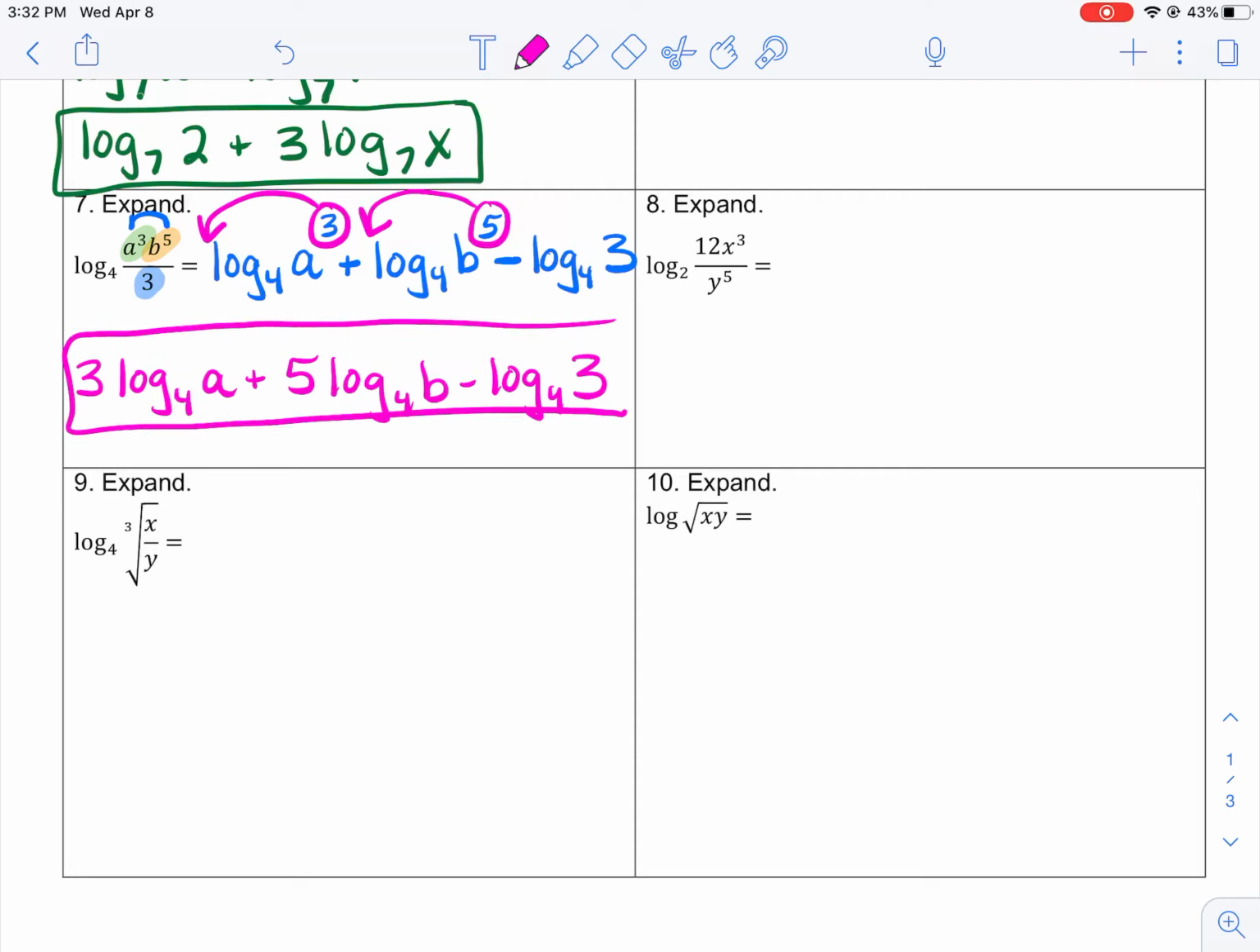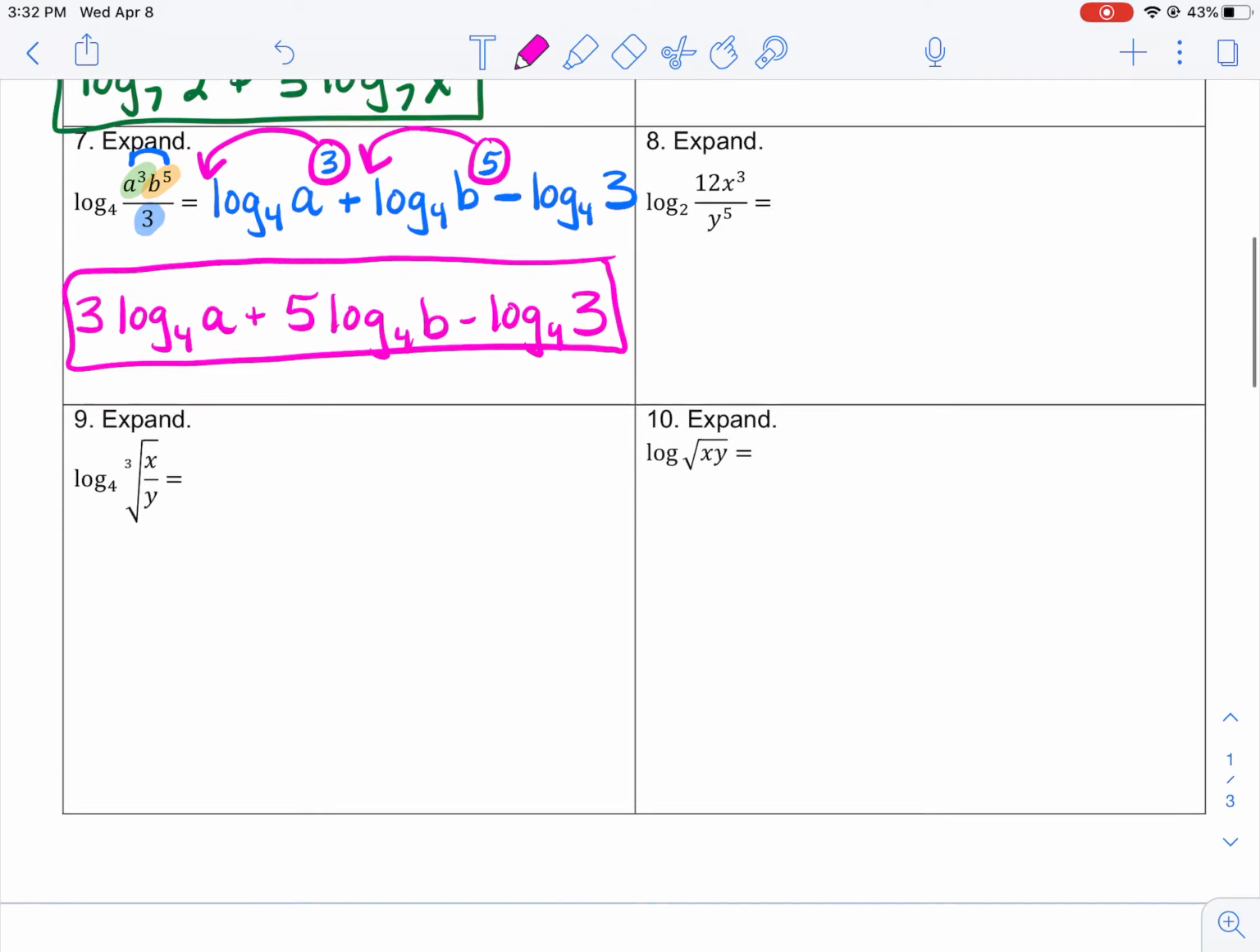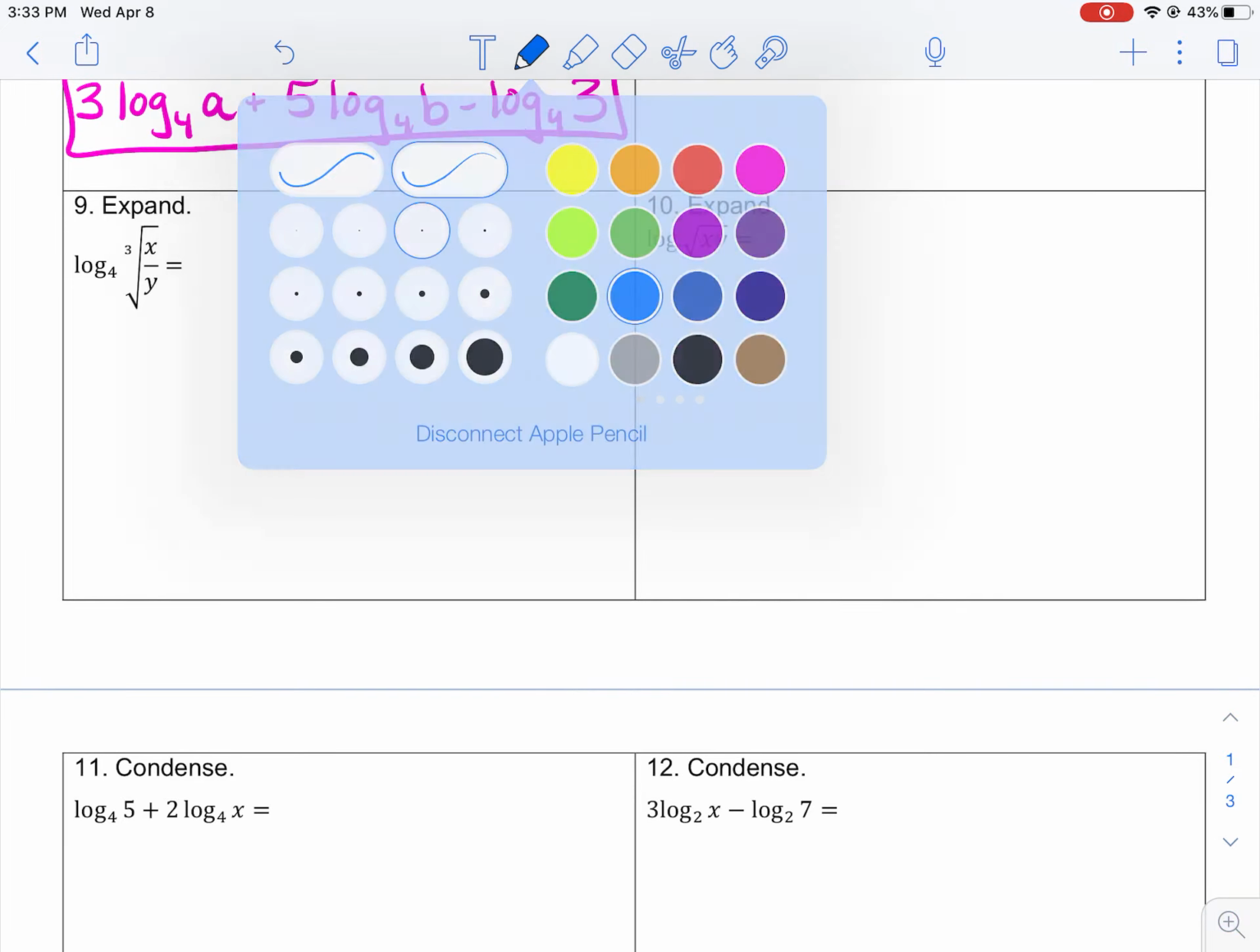Okay, so hopefully that is making a little bit more sense. Notice that the exponent only goes in front of the log that has the corresponding variable. Okay, so pause the video and go ahead and try number 8.